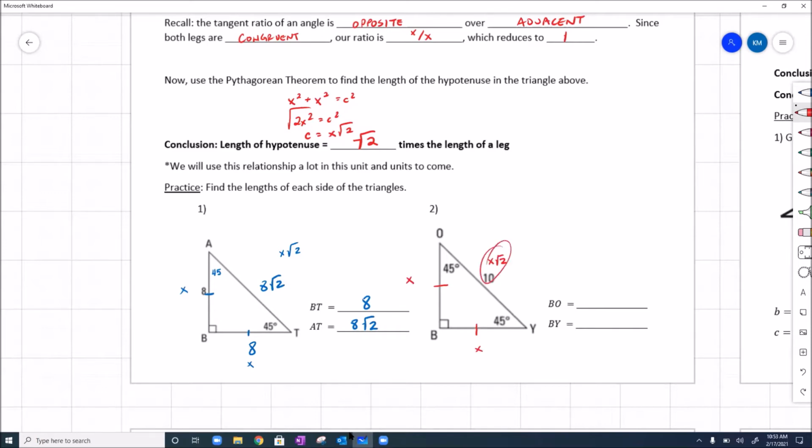We have basically an equation here. X radical 2 equals 10. And so we need to find out what x is. How do we do that? Well, we get x by itself. X times radical 2, so we need to divide by radical 2.